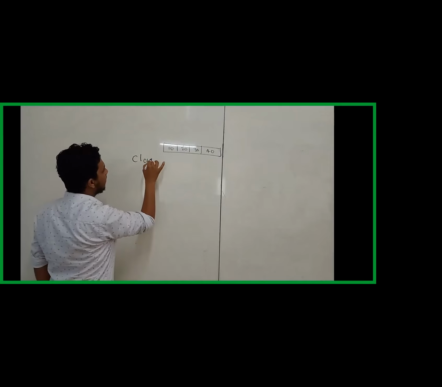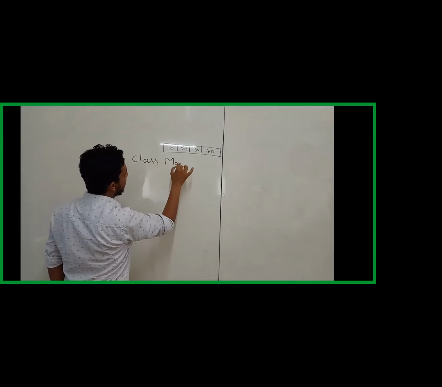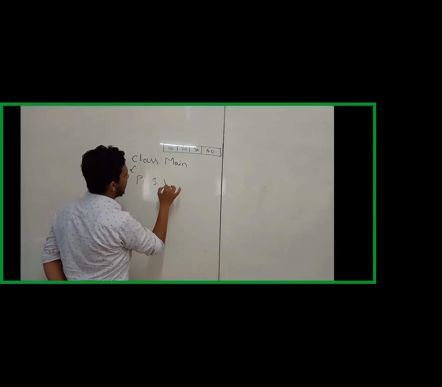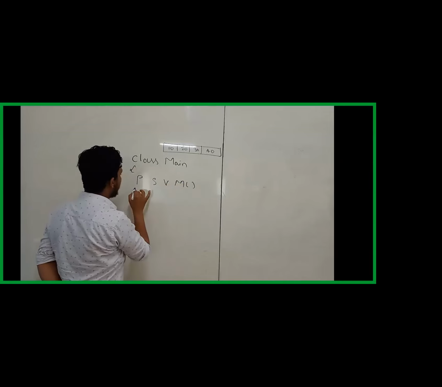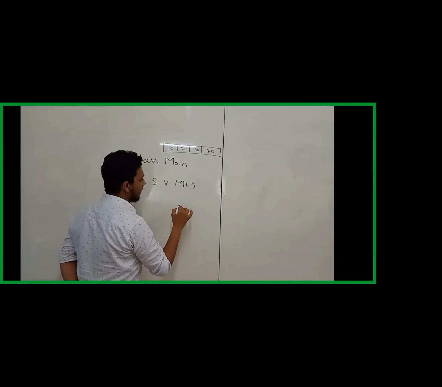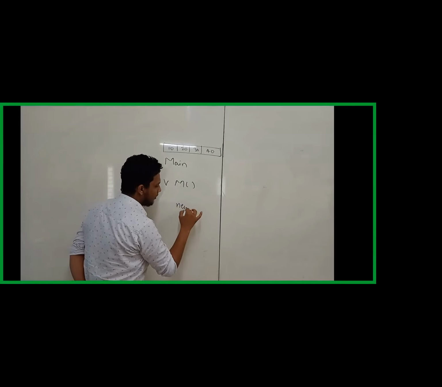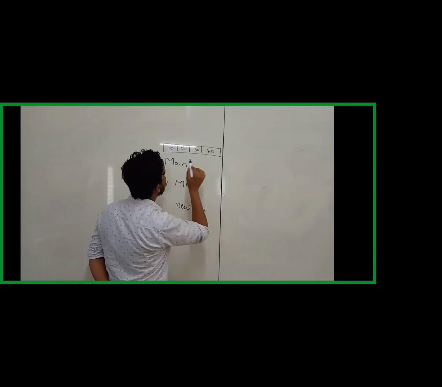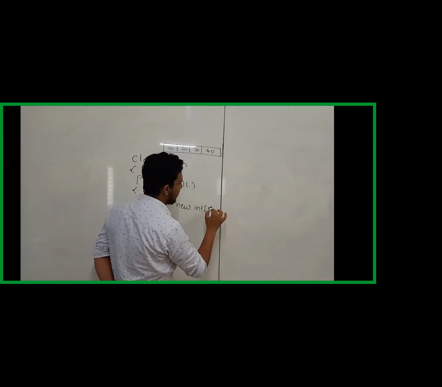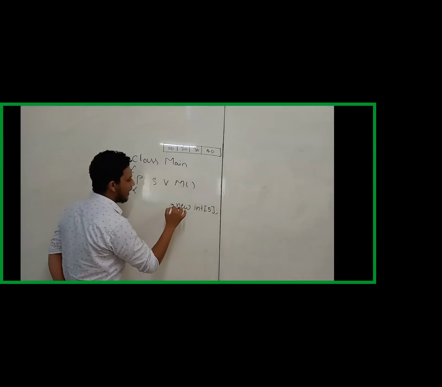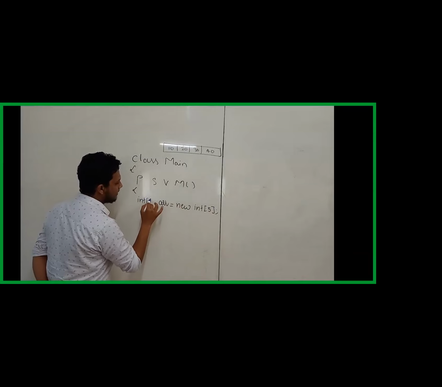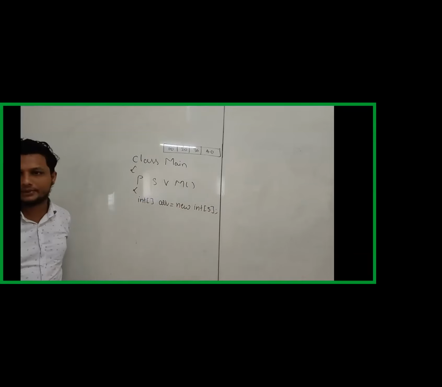So I write class, class name, and inside this I'll write public static void main, and inside this I'll declare a one-dimensional array. How to declare? new int, and size 1, 2, 3, 4, let me take it as 5 only. I'll name it ARR, which is of type integer array. This is how we declare a one-dimensional array.